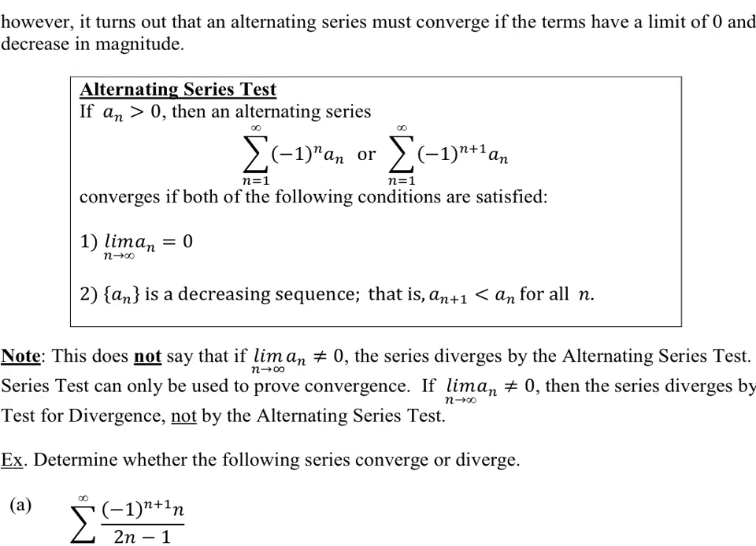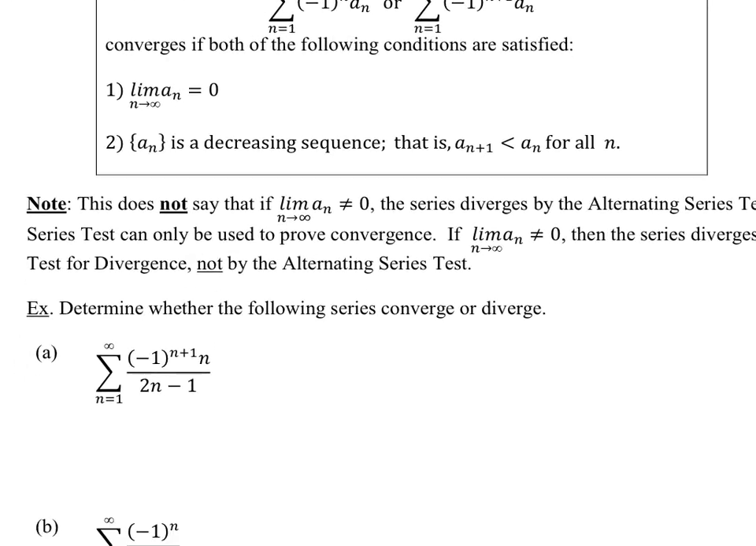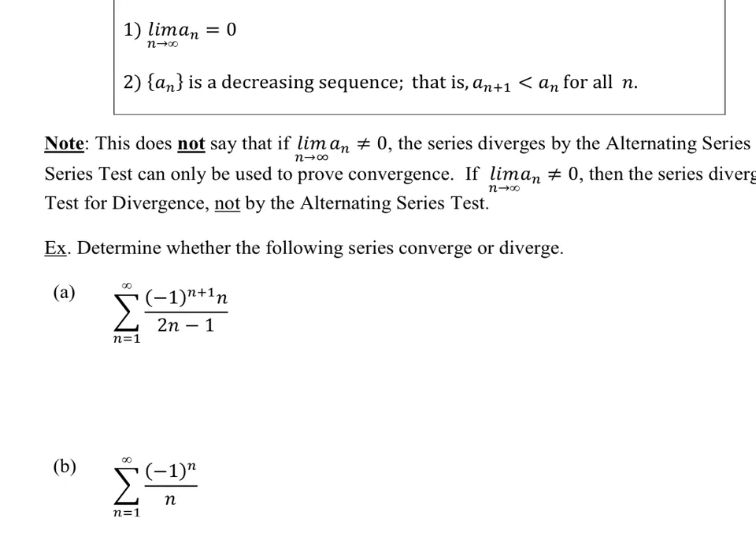The one little twist on this, and it's not really that much of a twist, is that a sub n is defined as everything except for the -1 part. So if I look at that series, it's only the n over 2n minus 1 that's the a sub n. The other part is what generates the alternating aspect of it.